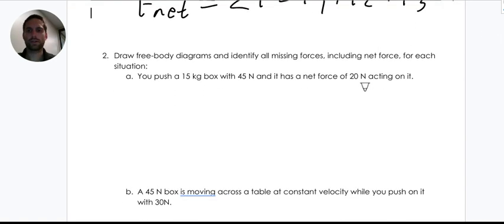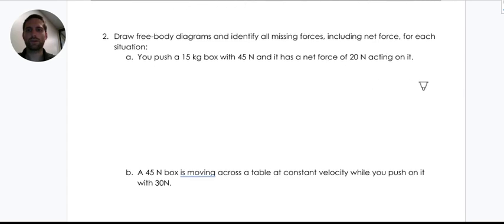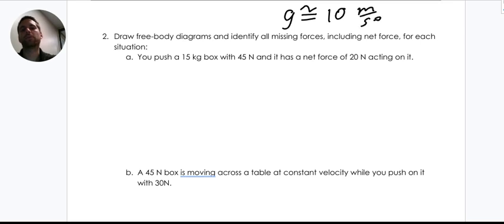All right. So for number 2, and for this assignment in general, I'm going to make this simple. I'm going to say that gravity for this assignment is 10 meters per second squared instead of 9.81, just to make my calculations simple, because I don't want to use a calculator.